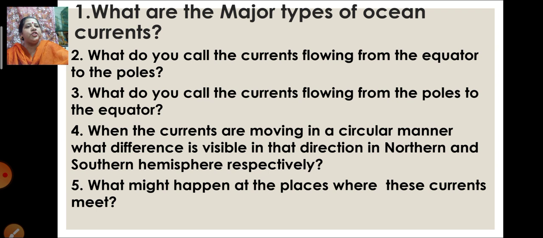Now, what are the major types of ocean currents? Just now I showed you the map. Tell me, what are the major types of ocean currents? There are two major types. Which are they? Warm currents and cold currents.